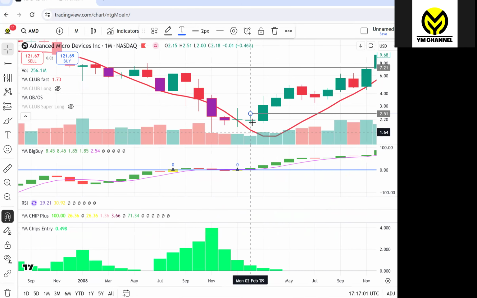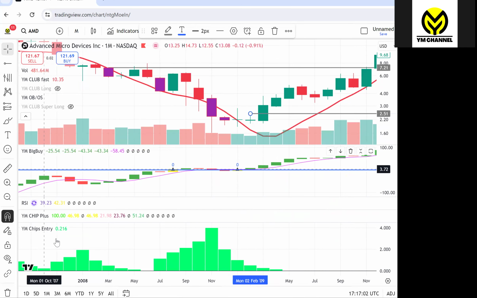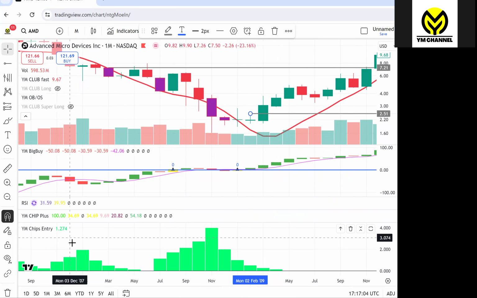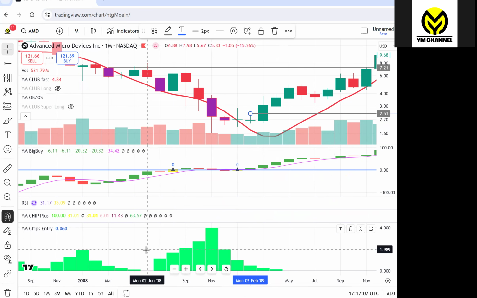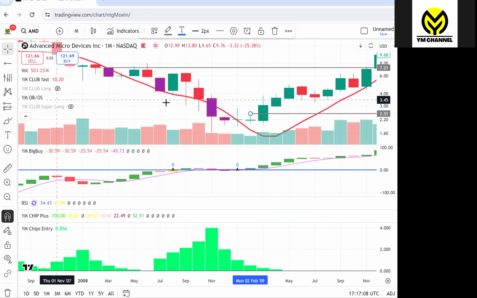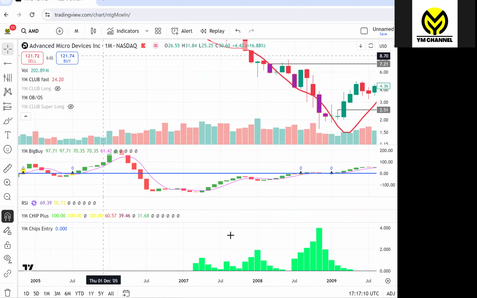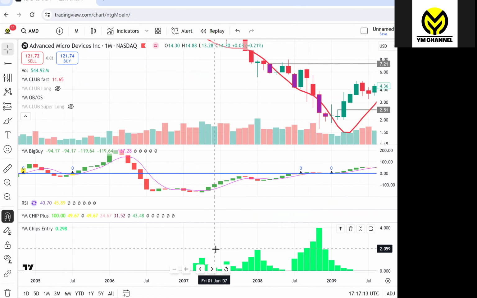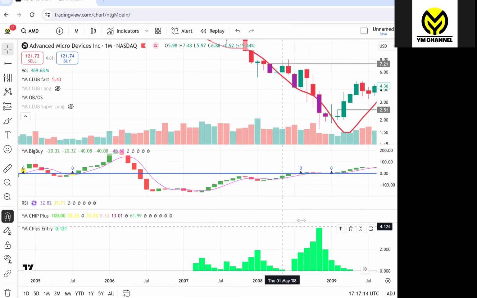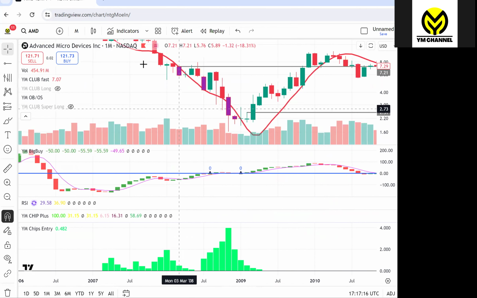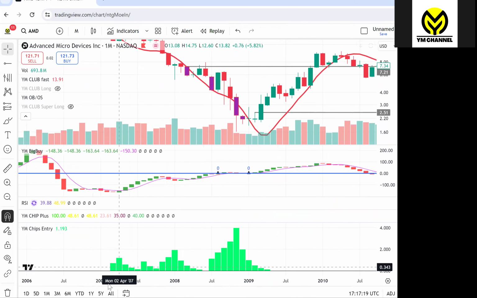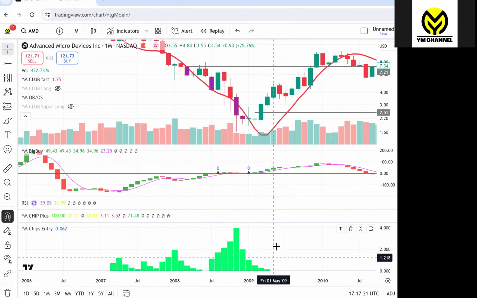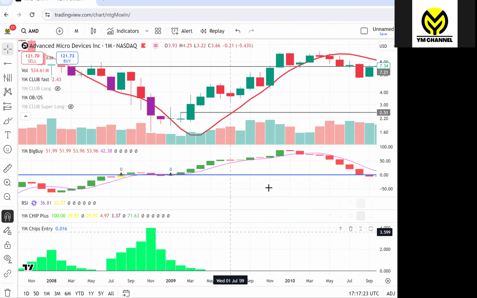If we look at the funding, it's the same thing. Even we have the YM chip entry. The YM chip entry tells you the institution is buying. They have had institution buying since 2007. So 2007, this entire zone, the institution buying, buying, buying. Okay, so this is another strategy.